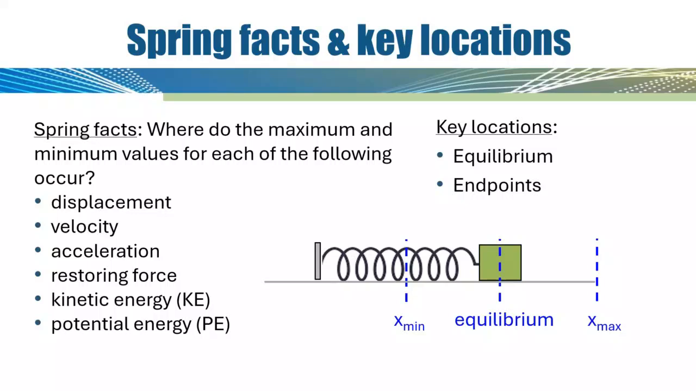And we find that the maximum and minimum values occur at one of two locations, at equilibrium or at the end points x min and x max. Collectively, I call these maximum and minimum values spring facts. And you got to know your spring facts before we can move on. Hopefully after discussing them, you'll find that most are common sense.